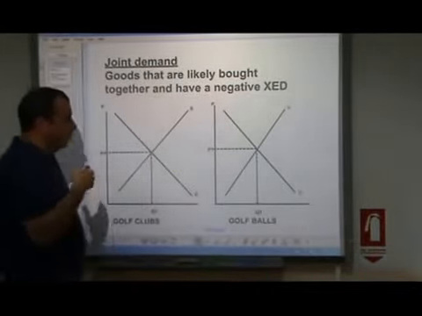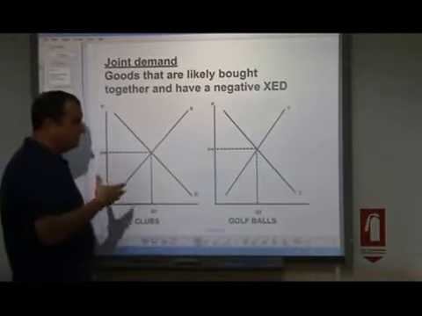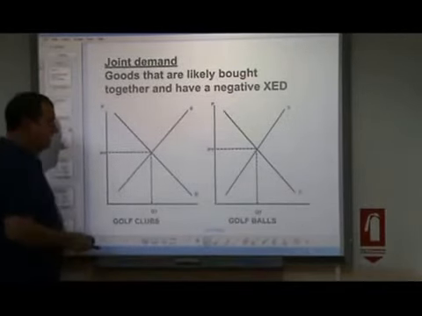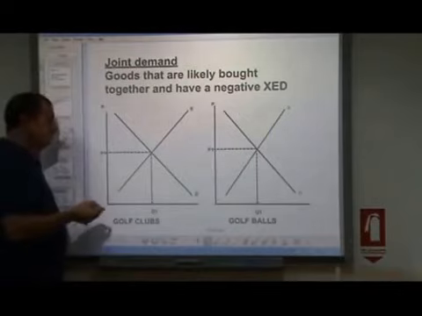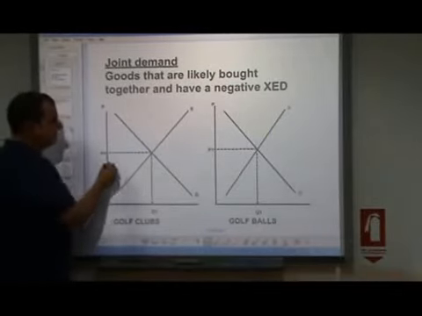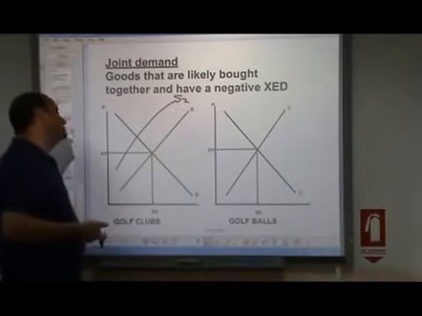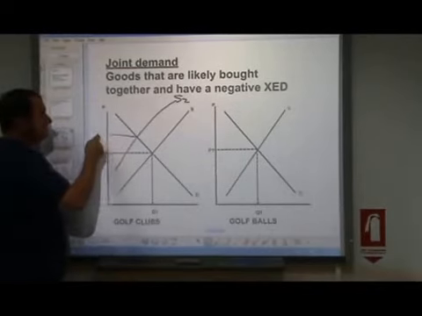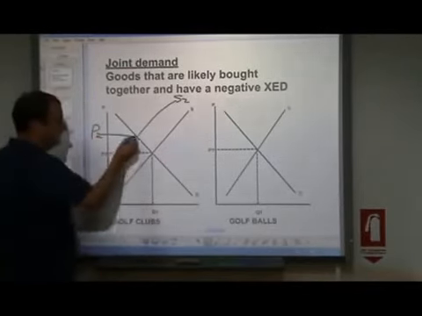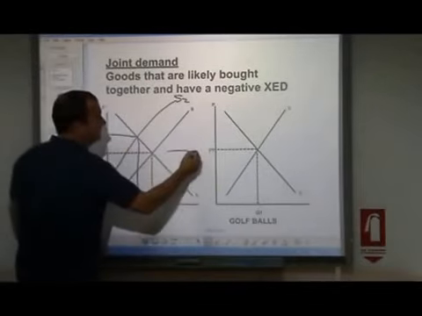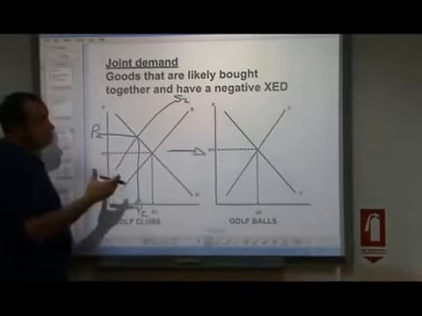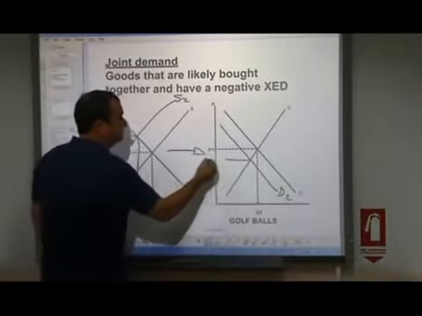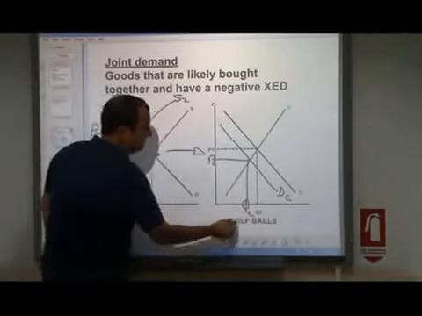So what can we expect to see if these goods are in joint demand? Well, let's imagine that something raises the price of golf clubs, maybe a rise in the cost of production drives the supply inwards and raises the price of golf clubs. It reduces the quantity of golf clubs bought, and it's likely to have an effect in the market for golf balls. It's likely to reduce the demand for golf balls, which in itself lowers the price and lowers the quantity supplied.